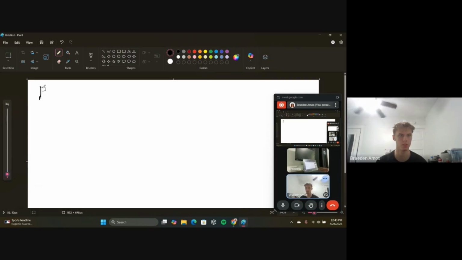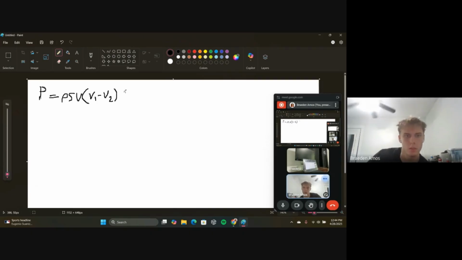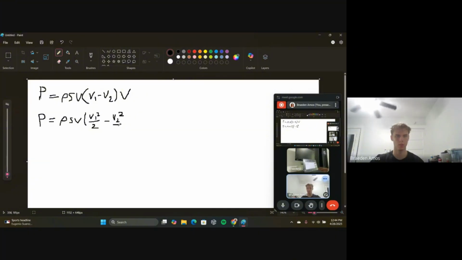So P is equal to rho S V times (V1 minus V2) times V. And then what we do with this, we simplify this, we get P is equal to rho S V times V1 squared over 2 minus V2 squared over 2.